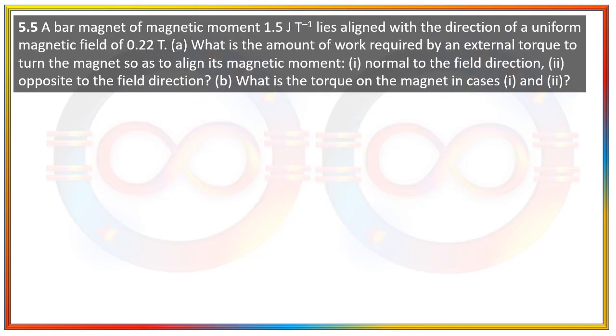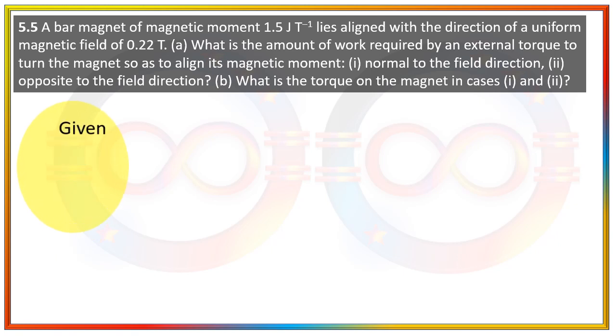Question number 5: a bar magnet of magnetic moment 1.5 joule per Tesla lies aligned with the direction of a uniform magnetic field of 0.22 Tesla. A. What is the amount of work required by an external torque to turn the magnet so as to align its magnetic moment: number 1, normal to the field direction; number 2, opposite to the field direction? And B part, what is the torque on the magnet in both the cases?